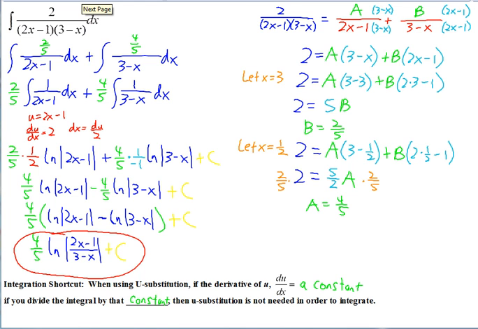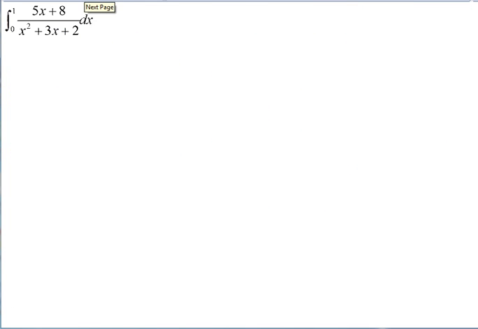Okay, let's take a look at one more, but this time as a definite integral from 0 to 1. So we can start off the same way. This one, the denominator is not factored, so let's go ahead and factor that. So it'd be 5x plus 8 over x plus 1, x plus 2, which is what that factors into, times dx.